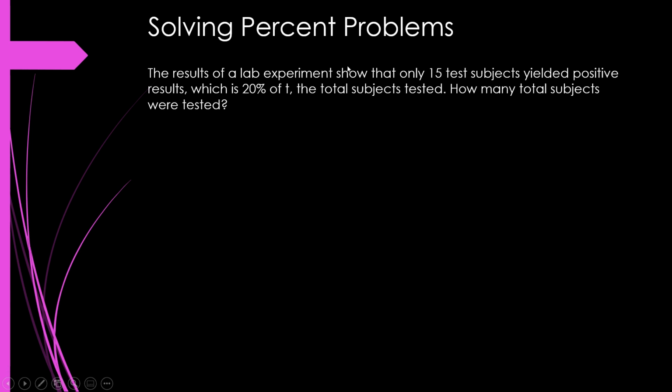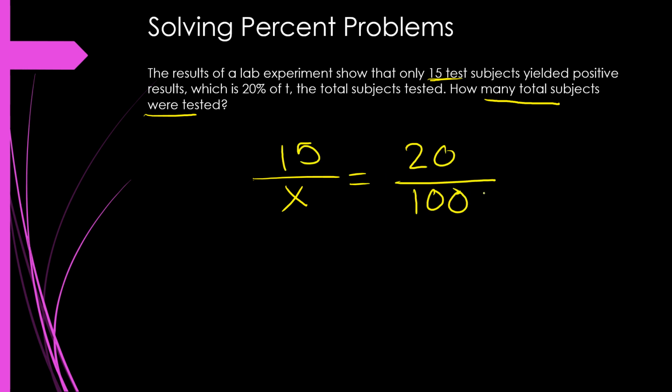All right, the results of a lab experiment show that only 15 test subjects yielded positive results, which is 20% of T, the total test subjects. How many total subjects were tested? Notice how this question asks how many total subjects were tested. So I don't know what my total is, which tells me that I should be solving for my whole. So I'm going to put this down here. And only 15 yielded a positive result. So 15 were positive, and that was 20% of everyone.